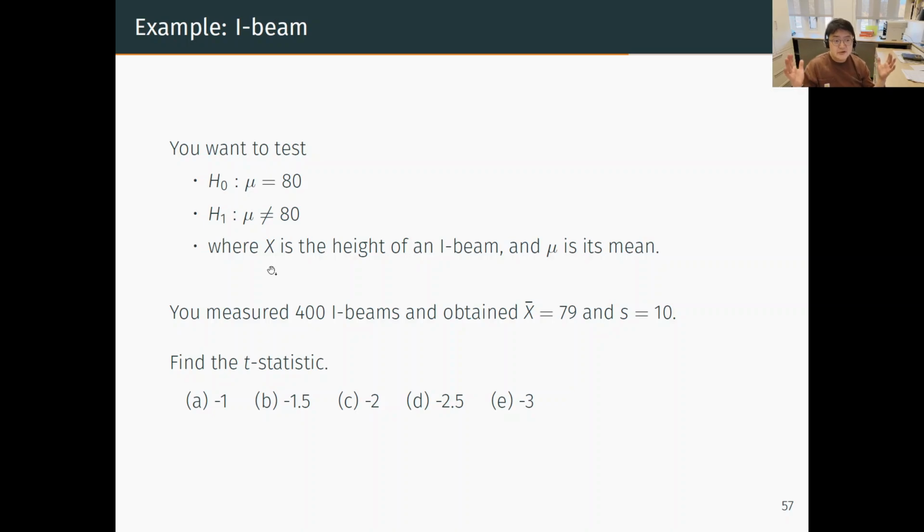So, after setting up this hypothesis, I look at the data. I collect data by randomly collecting 400 I-beams and measuring their heights. And I found that the average of the 400 I-beams was 79 millimeters, right? X bar, the sample average out of 400 observations, was 79 millimeters, and the standard deviation was 10 millimeters.